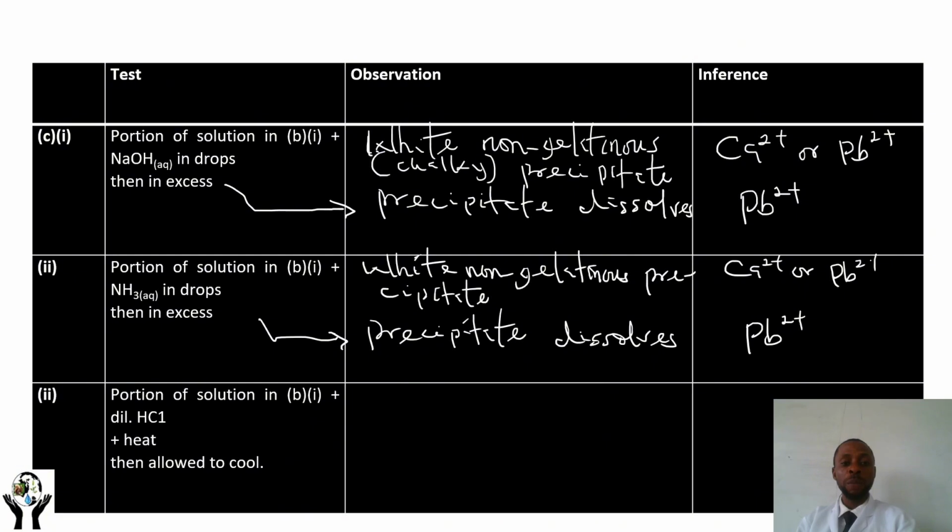Now, to the portion of the B1 again, that is the solution of sample C. You are adding dilute HCl, then you heat it up. When you first add your dilute HCl, you are going to have a white precipitate. This time around, you are not saying gelatinous or non-gelatinous, just a white precipitate is formed.